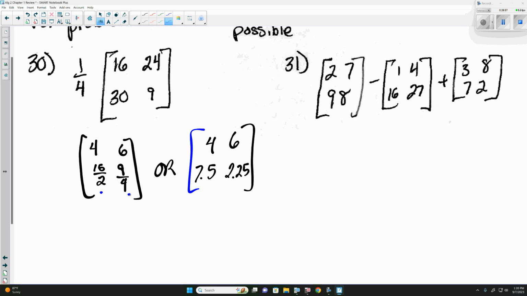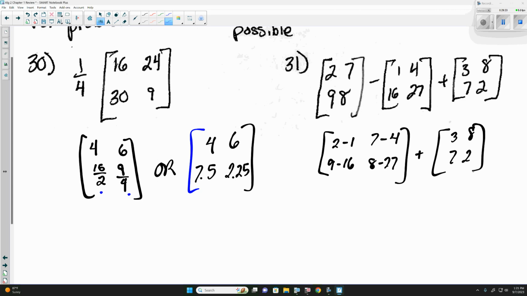31 on the board or 33 on your paper? We good with addition, subtraction? 2 minus 1. So 2 minus 1, then what? Okay. 2 minus 1 is 1, 7 minus 4 is 3. 9 minus 16 is -7. 8 minus 27 is -19.